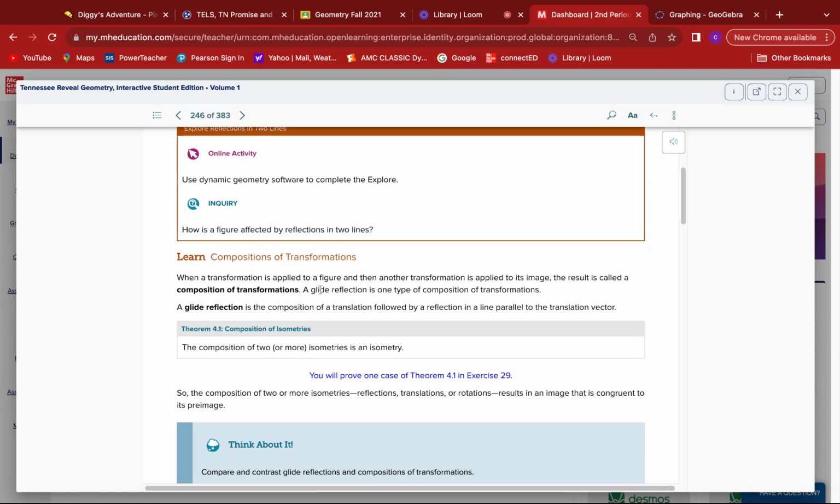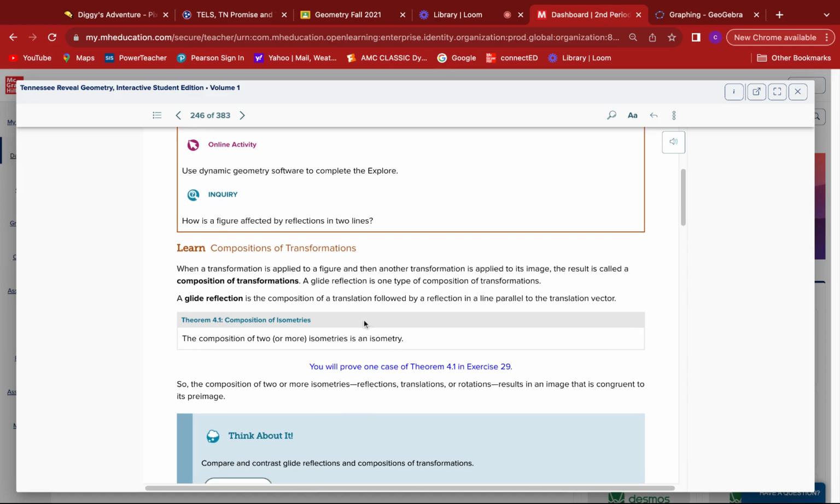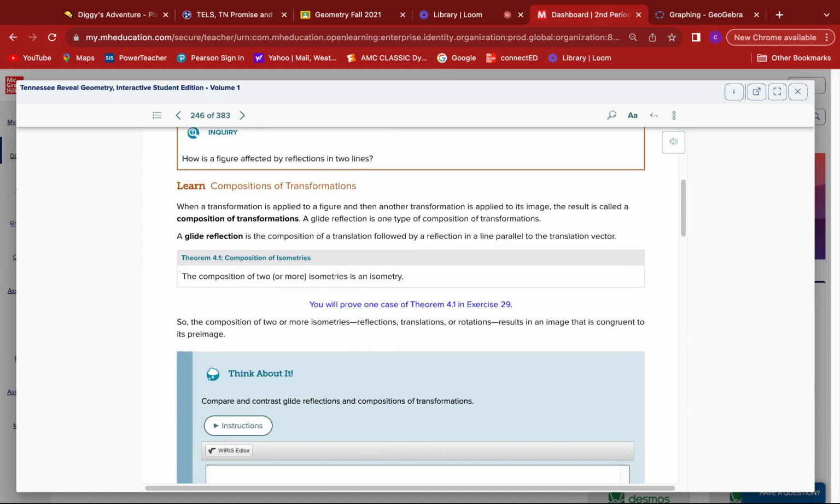All right, now a glide reflection is a very specific type. Glide is like a translation. You're gliding it across the page, you're shifting it across the page, and then you're going to do a reflection after that. It can be any kind of reflection: across the x-axis, y-axis, origin. It can be across a vertical line, horizontal line. It can be across the line y equals x, y equals negative x. It can be across anything. Okay, so that's what a glide reflection is.